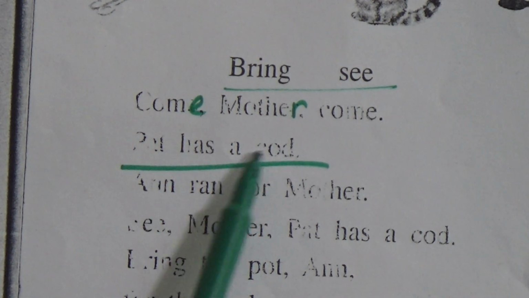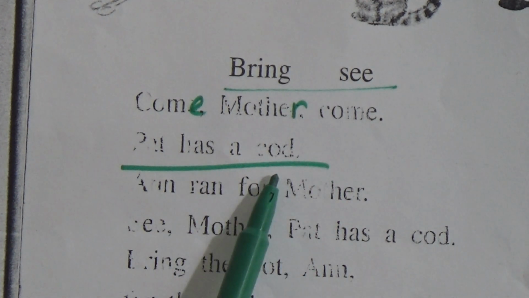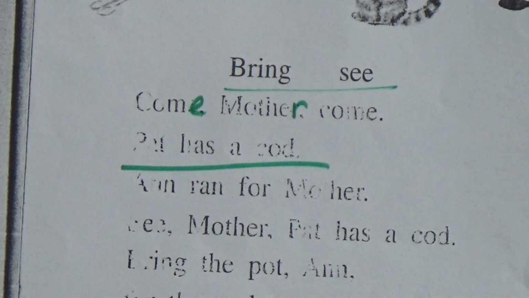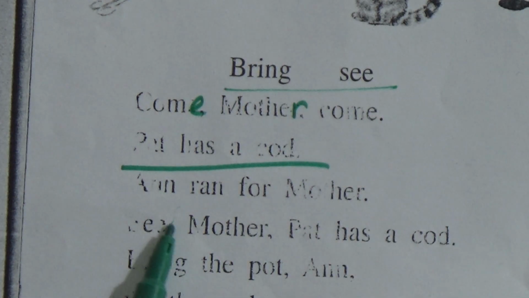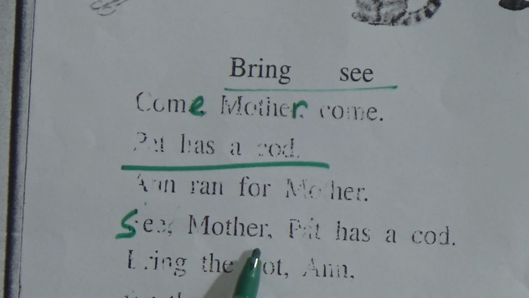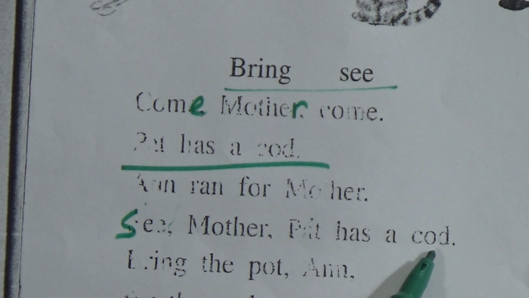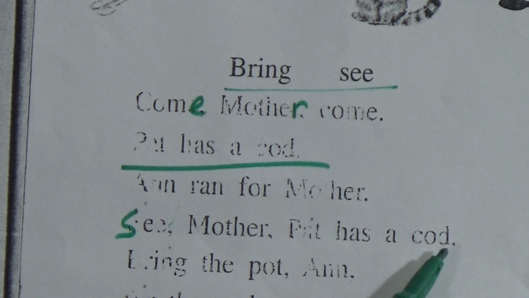So, Come, Mother, come. Pet has a cod. Cod means sea fish, a big sea fish. This is called cod. Okay, cod is a sea fish. And ran for Mother. See, Mother, Pet has a cod.